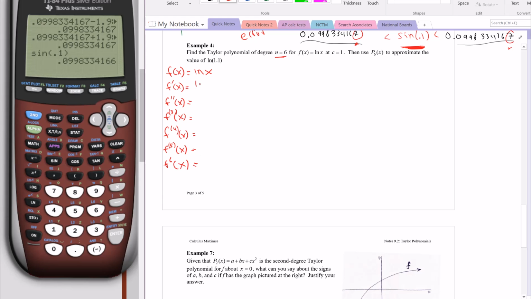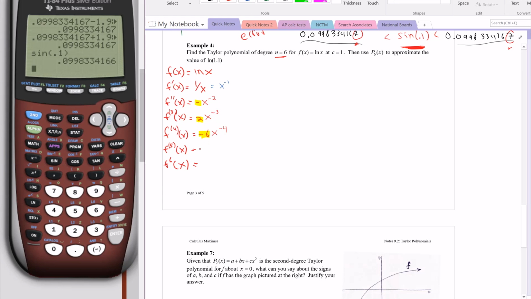So the first derivative is 1 over x, which can be written as x to the negative 1, right? That just makes it easier to take the derivative. Then we get negative x to the negative 2, which then gives us 2x to the negative 3. Take the derivative of that, we get negative 6x to the negative 4. Hopefully you're starting to notice that these are factorials, right? This 6 is 3 times 2 times 1, which is 3 factorial. That'll come in use later.